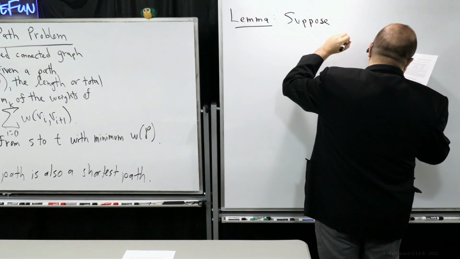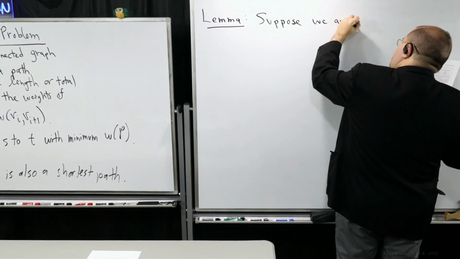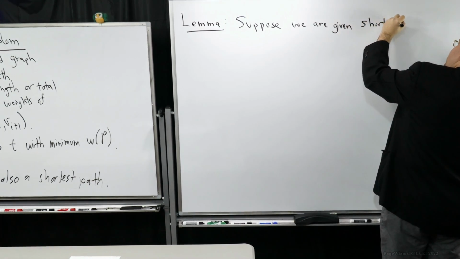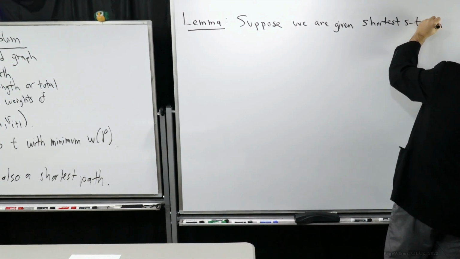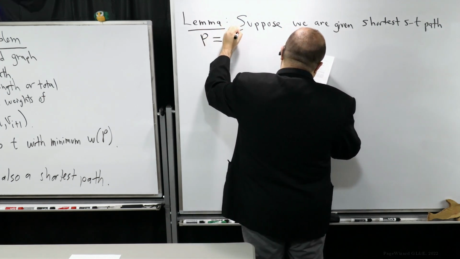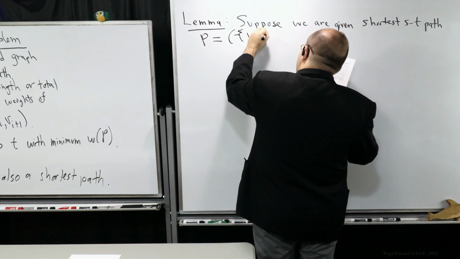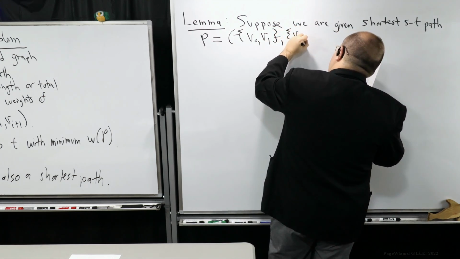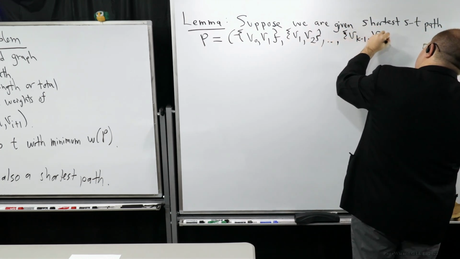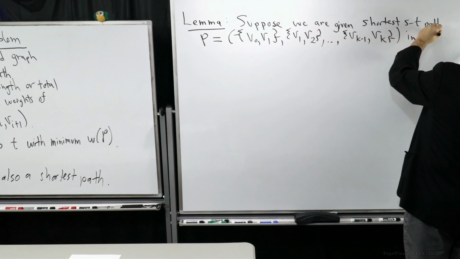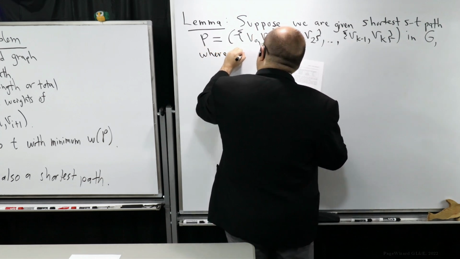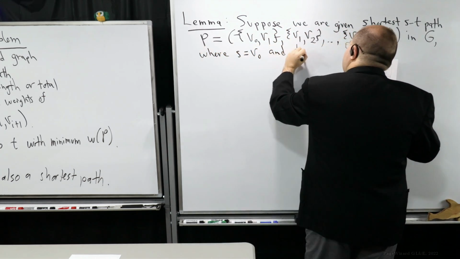So here's a lemma. Suppose we are given a shortest s-t path, P, and it has the same kind of form we just talked about: v0, v1, v1, v2, all the way up to vk minus 1, vk in G, as we've already defined earlier, where I'm going to assume that s is equal to v0 and t is equal to vk.